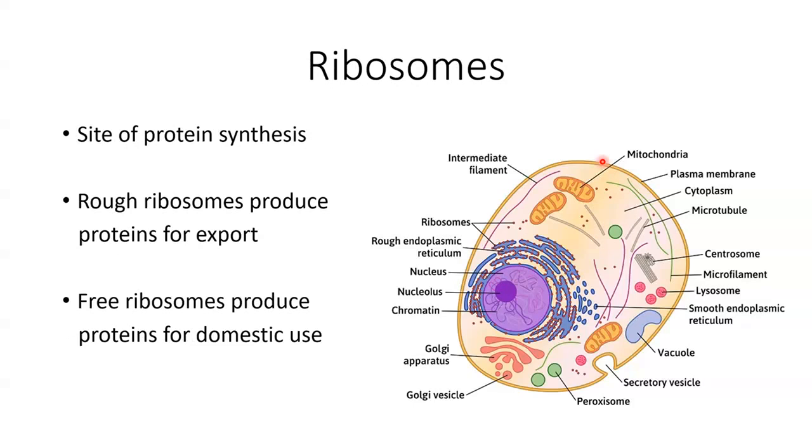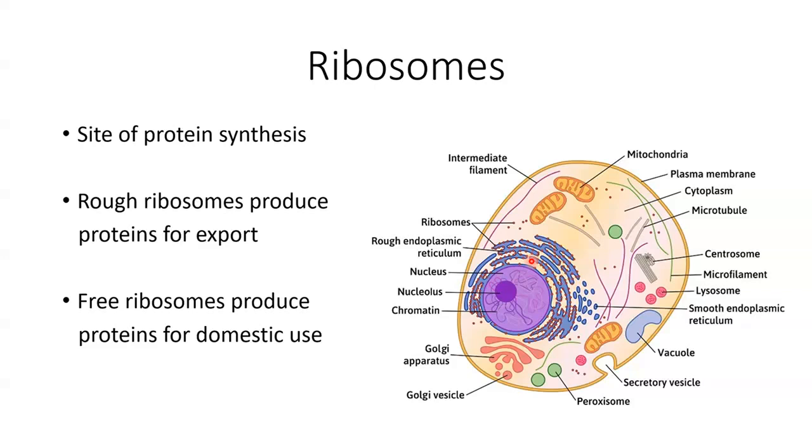Next up, we have ribosomes. And the ribosomes are these pinky dots that you can see floating around here, as well as on this purple structure here. And our ribosomes are the site of protein synthesis or protein production. Some ribosomes are called rough ribosomes, and these are the ones that are attached to the extensively folded organelle, which we're going to talk about shortly.